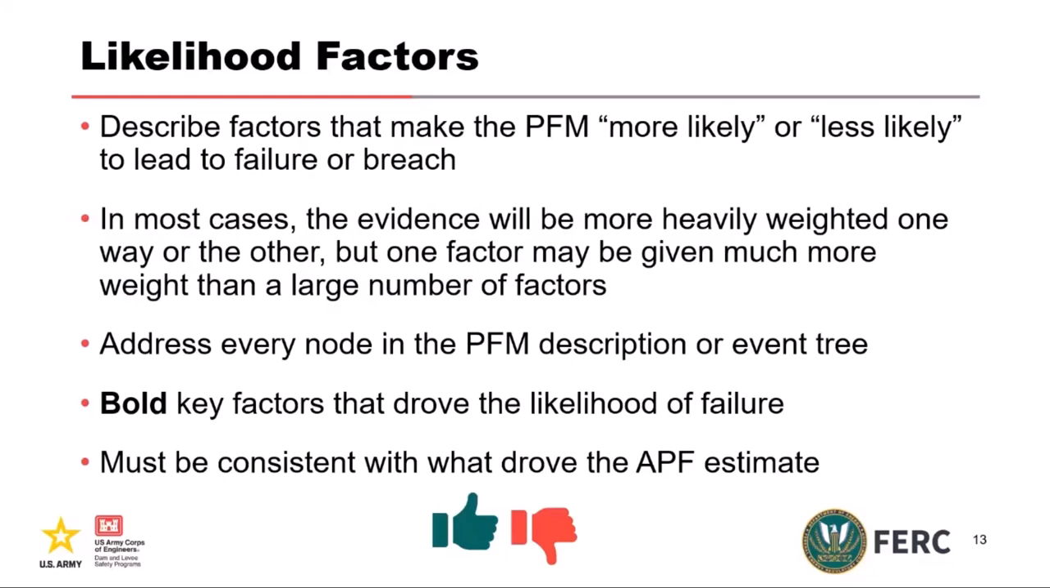In many cases, the evidence will be more heavily weighted one way or the other. But a lot of times, one factor will be more important than the others. And so we tend to bold those factors because we're going to use that to make the case later. So you need to address that at every node in the PFM description or in the event tree. What we're trying to do is make sure you're consistent with what drove the annual probability of failure estimates that you're coming up with.